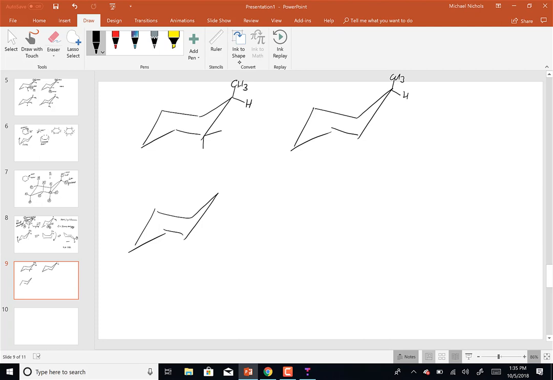And then on the bottom two, I'm going to put the methyl group equatorial. So this is the equivalent of me putting all three groups on the front carbon exactly the same. In two conformations we put the group axial, and in the other two conformations, we put them equatorial.